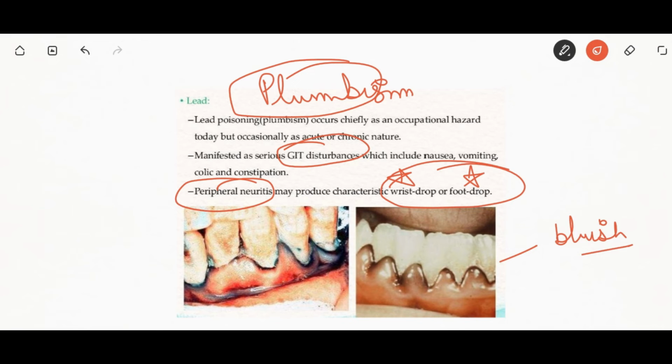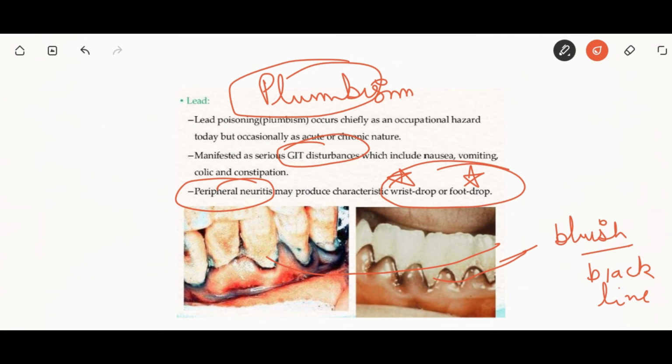So lead intoxication is mainly manifested by GIT disturbances that will cause nausea, vomiting, colic and constipation. A peripheral neuritis will also develop that will produce the characteristic features like wrist drop or foot drop appearance. So the wrist drop appearance is seen in lead intoxication.